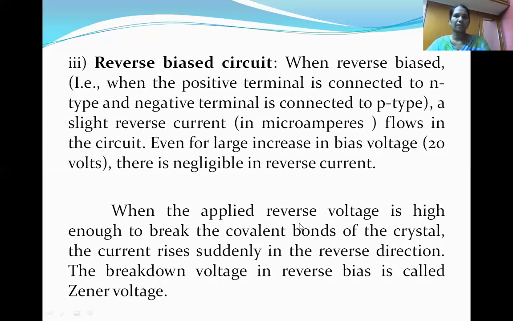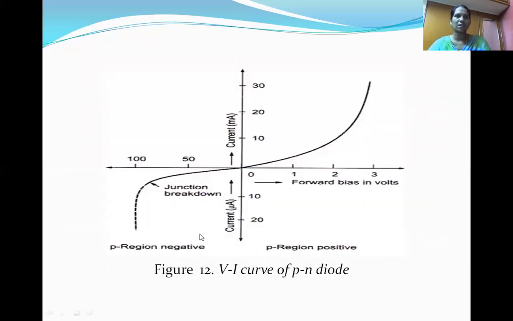When the applied reverse voltage is high enough to break the covalent bonds of the crystal, the current rises suddenly in the reverse direction. The breakdown voltage in reverse bias is called Zener voltage. So in reverse bias, where there is a sudden increase in the current, that particular voltage is known as breakdown voltage or Zener voltage. So this is the VI characteristics of PN junction diode.